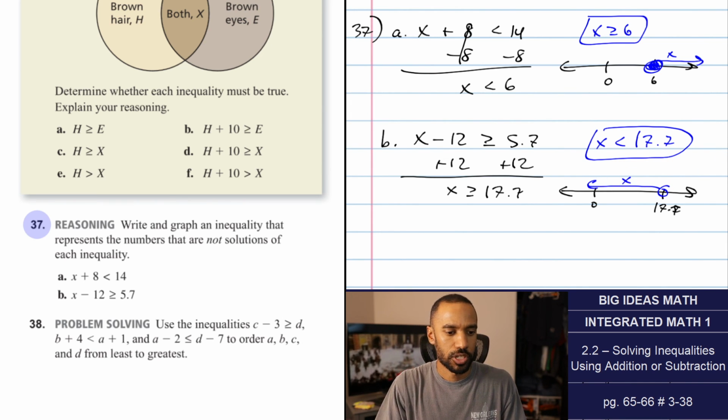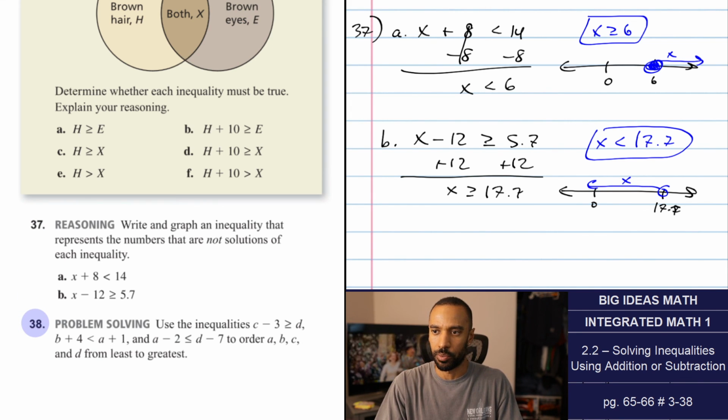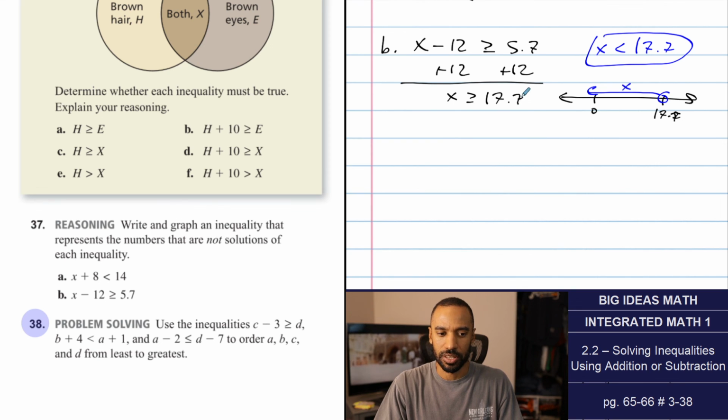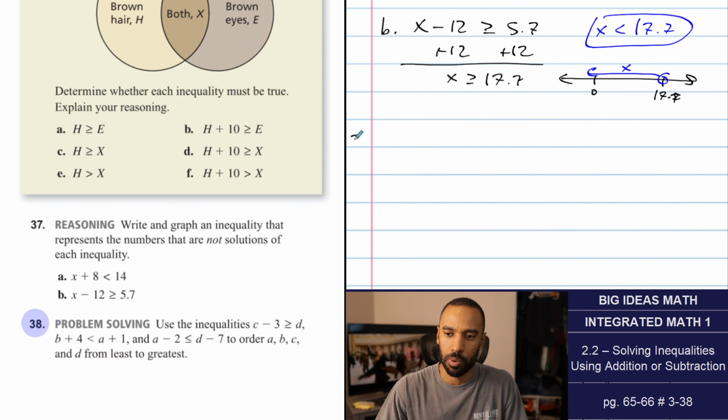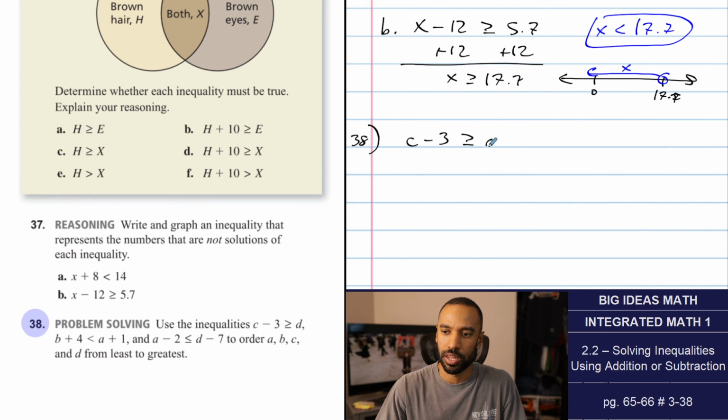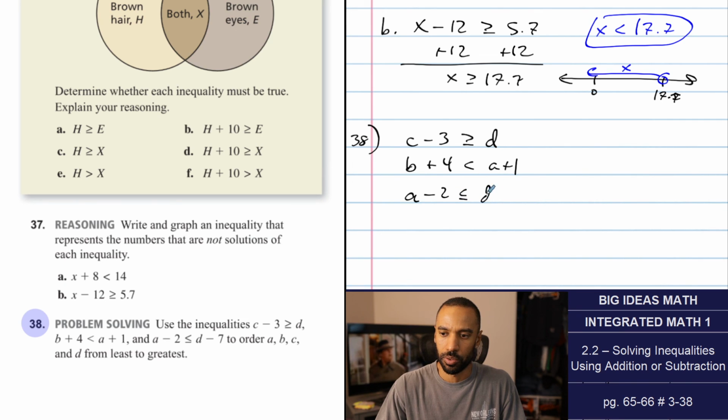And I think this is the last question here, number 38. Use the inequalities. C minus 3 is greater than or equal to D. B plus 4 is less than A plus 1. And A minus 2 is less than or equal to D minus 7 to order A, B, C, and D from least to greatest. Interesting. Let's see where we go with this. We have C minus 3 is greater than or equal to D. B plus 4 is less than A plus 1. A minus 2 is less than or equal to D minus 7.